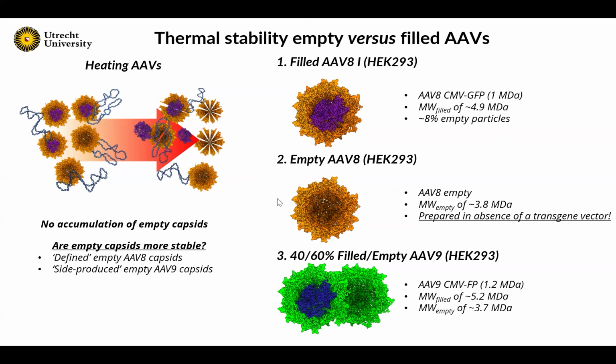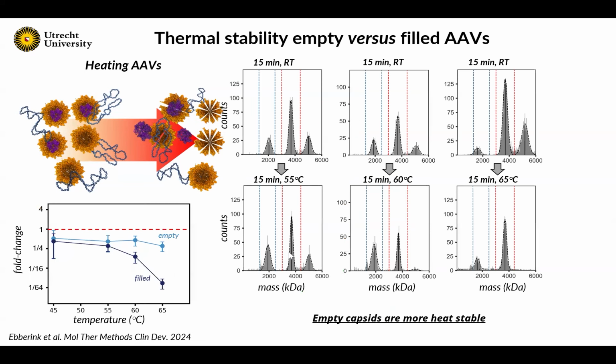And we wanted to see if this also applies to, for instance, different serotypes. So we also have a sample of an AAV9, which has more of an equal mix of filled and empty particles. The genome here also expresses a fluorescent protein, and the whole genome is about 1.2 megadalton in size. We want to see whether here too the empty particles are much more stable. In this case, the empty particles are actually formed as a side product during the expression and packaging of the filled AAVs. So how does this look?